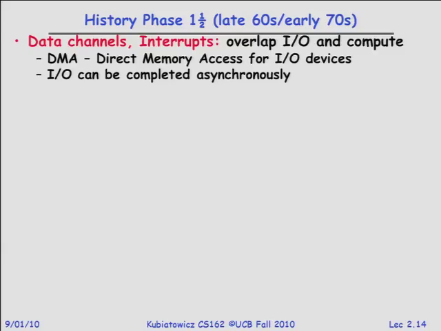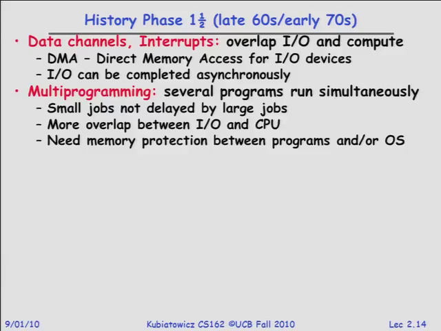That was the original reason for doing multitasking, so that you could have computing going on at the same time as the disk or the other I/O devices. Multiprogramming was ultimately several programs running simultaneously. Small jobs weren't delayed by large jobs, because if you have a really large job that lasts a week and a small job that lasts an hour, those two can be multiplexed so that the short job gets done much quicker than a week. We'll talk a lot about scheduling in a couple of weeks. Scheduling is a big issue here.